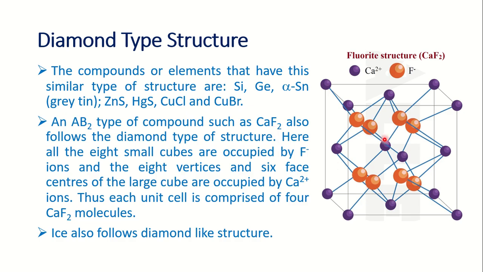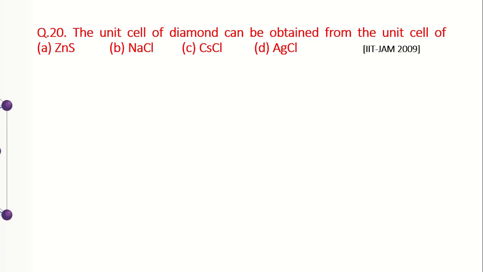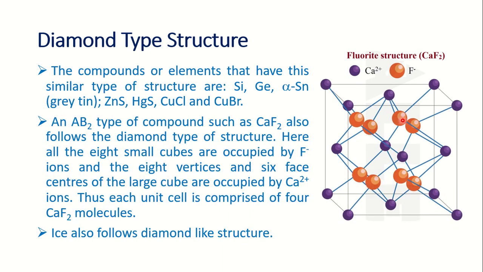Let us have a look at this structure. Now you have 8 small cubes. If you fill alternate cubes, then you will get the AB type of structure. But if you fill all the small cubes with fluoride ions, then you will get the AB2 type of structure, resulting in calcium fluoride. Therefore, an AB2 type compound such as calcium fluoride, CaF2, also follows the diamond type of structure. Here all the 8 small cubes are occupied by fluoride ions, and 8 vertices and 6 face centers of the large cube are occupied by calcium cations. Thus each unit cell comprises 4 calcium fluoride molecules.